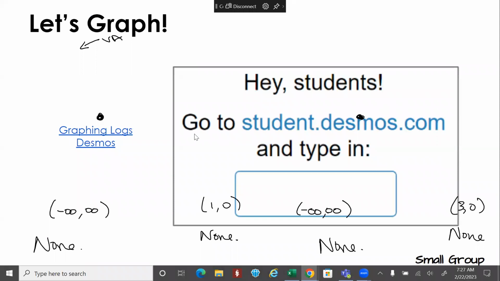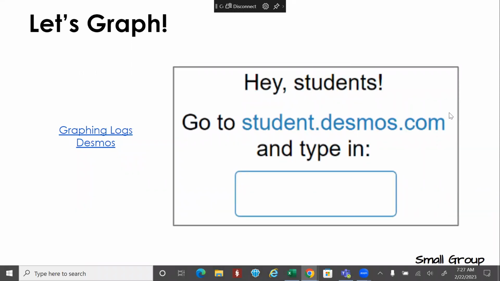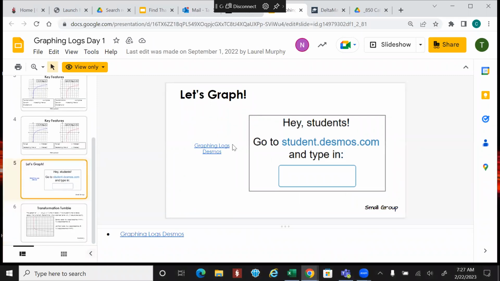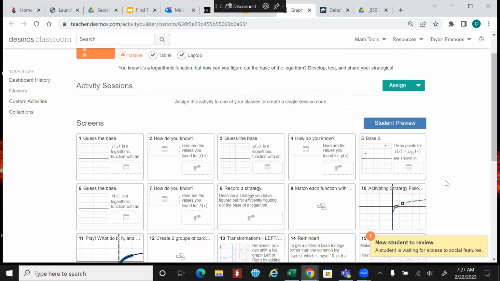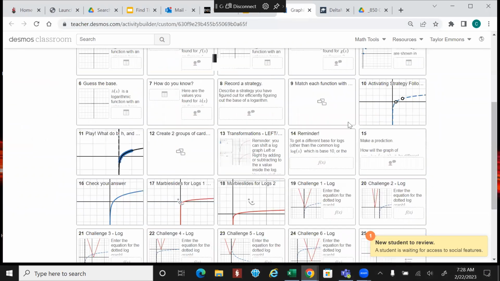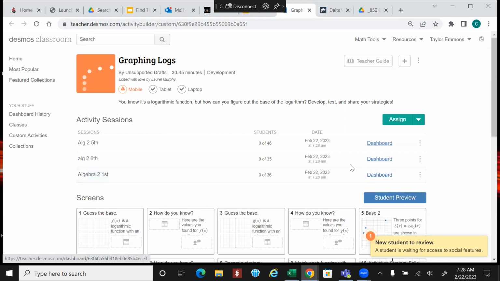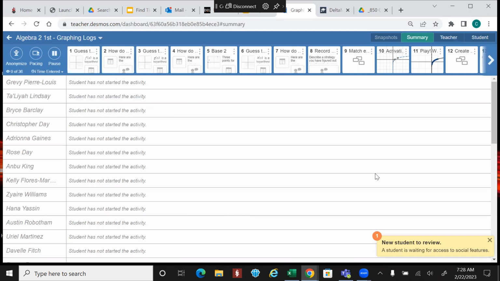With logs and exponentials, the key features aren't horrible. You just got to know what you're looking for. Go ahead and sign into Desmos. So go ahead and take out your laptop. We are not going to do all 25. You're going to go to student.desmos.com. We're going to work a couple of these together, and then I'll give you some time to work on it by yourself.